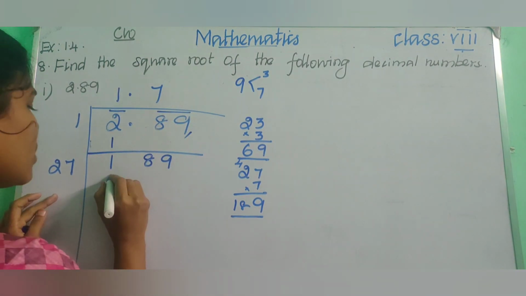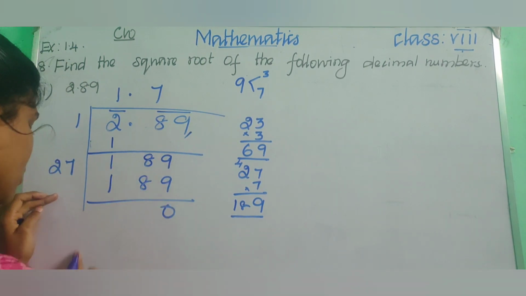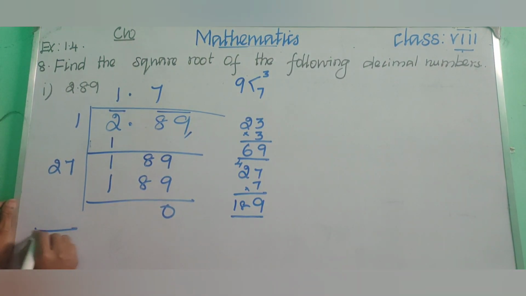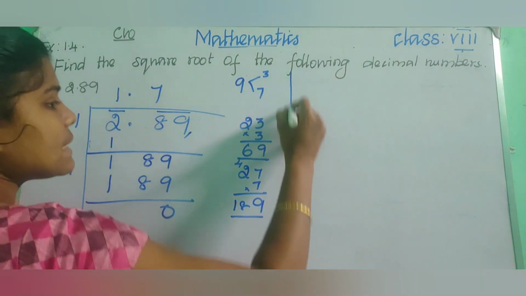Now we got 0. So the square root of 2.89 is equal to 1.7. Is it clear, children? Very easy. We have completed this method, so let us do the next method.